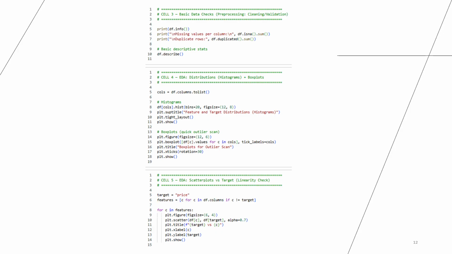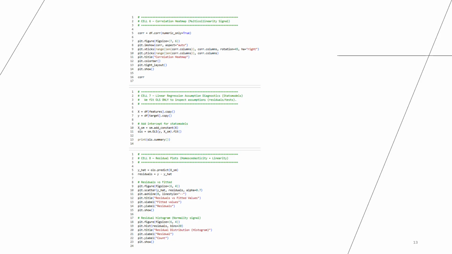If we see a clear upward or downward trend, that suggests the variable may be a strong predictor of the target. On the other hand, if the points appear randomly scattered with no visible pattern, that feature may have a weaker relationship with the outcome. Together, these steps help us gain an initial understanding of the dataset before we move forward to feature scaling, train test splitting, and ultimately building the deep neural network regression model.